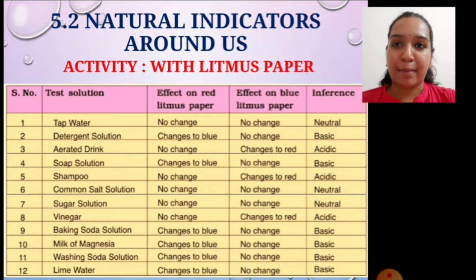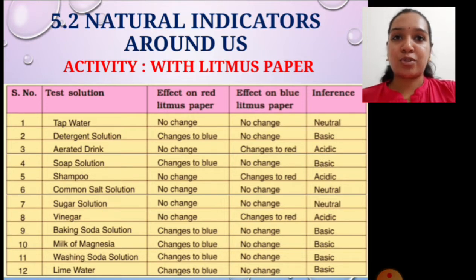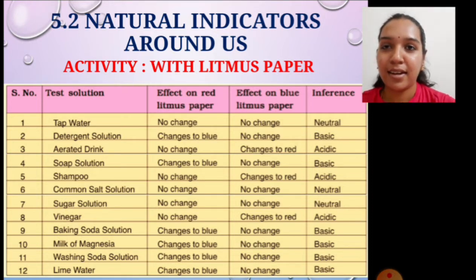Let us discuss a few examples. With tap water, there is no change of color of the litmus paper because it is a neutral solution. When a blue litmus paper is tested on soap solution, it does not show any change of color, whereas a red litmus paper turns blue, as the soap solution is basic in nature. The cold drink, which is actually called an aerated drink, does not show any change with red litmus, but it turns blue litmus red because it is acidic in nature. You can test the solutions and check your results here.